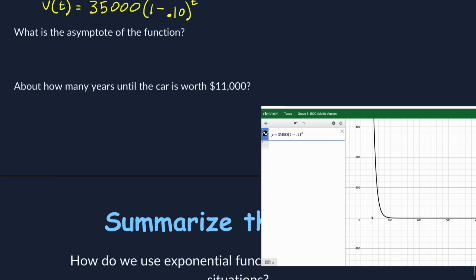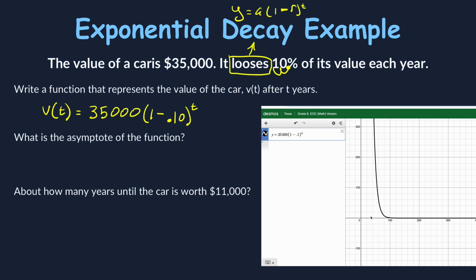So that means the asymptote is y equals 0. And that kind of makes sense because a car is never going to lose value. It's never going to be worth negative dollars, right? So I have to have that asymptote in place because the car is always going to be worth something, right?